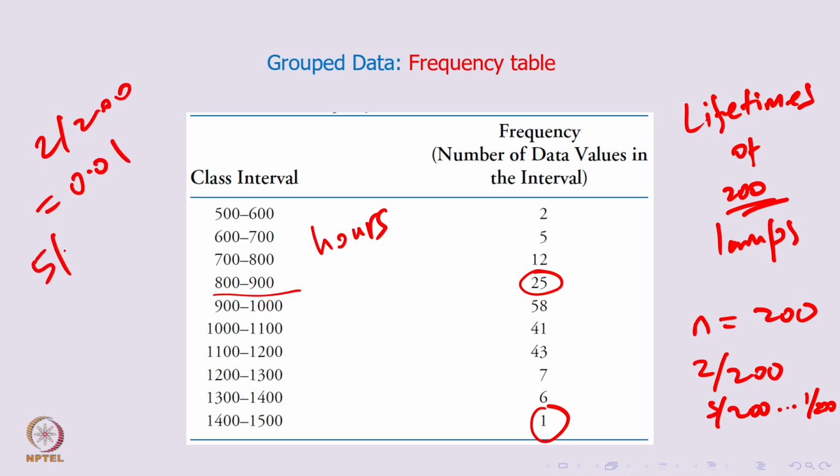The next relative frequency is 5 by 200, which is 2.5 by 100, which is 0.025. So, the first one is 0.01, the second one is 0.025. How do you accumulate these? The first cumulative frequency would be 0.01, and the second cumulative frequency would be the sum of these two. So, 0.01 plus 0.025 which happens to be 0.035, and so on and so forth. You basically add each and every relative frequency to the last sum and cumulate.